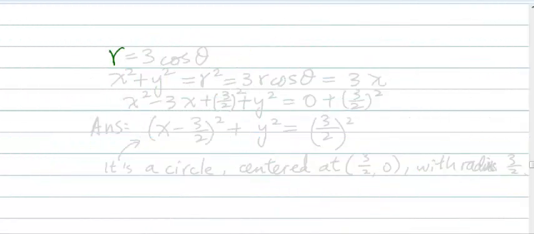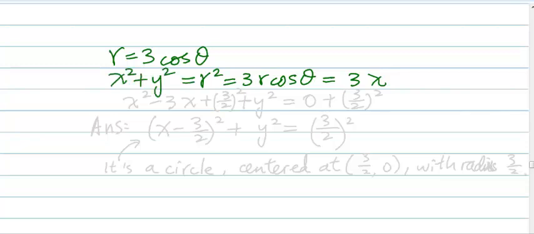We will convert the equation r equals 3 cosine of theta into rectangular coordinates. We first multiply both sides of the equation by r. We get r squared equals 3r cosine of theta. R cosine of theta is the same as x, so we have 3x on the right, and r squared is the same as x squared plus y squared. We subtract 3x from both sides of the equation. We get x squared minus 3x plus y squared equals 0.